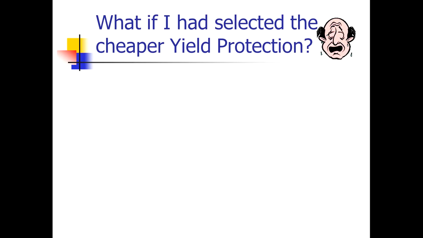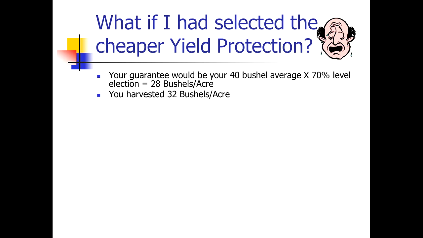So what would have happened had we selected the cheaper yield protection, which is, like we said, an option that we usually don't have people use here. This is the reason why. Basically, you're only going to save maybe $1 or $2 an acre on the premium side if you choose yield protection over revenue protection. But it's only going to pay if you're short the bushels below this 28 bushel guarantee.